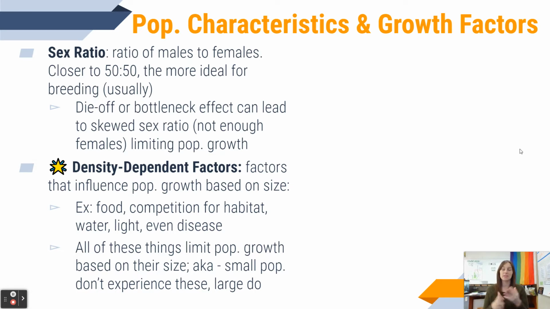And then disease: if you have a lot of them in one area, that disease is actually going to spread faster and it's going to be more impactful if there's a large population. So we also say that that is density dependent. All of these things are going to limit the population growth based on their size. For example, smaller populations are not going to experience these factors. If you have a small population, you've got enough food to go around. But larger populations are going to experience these factors.